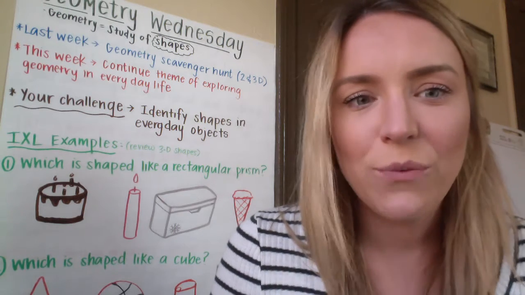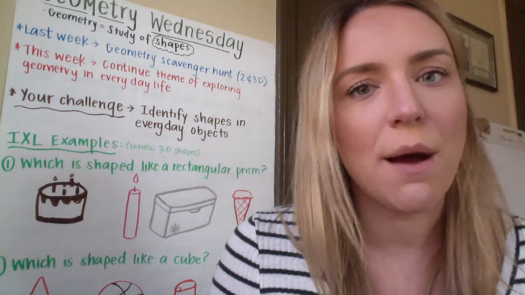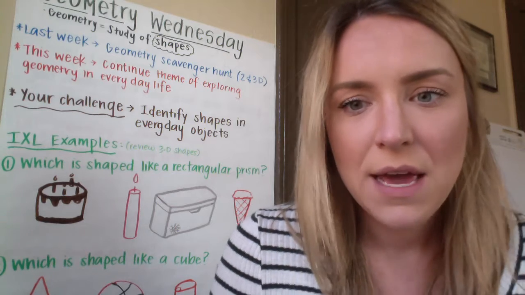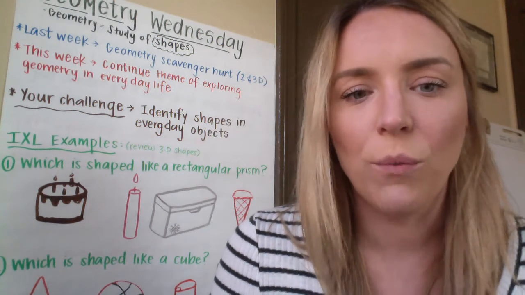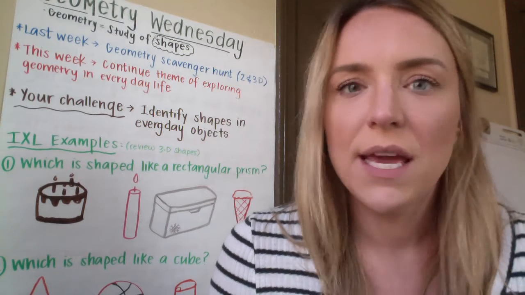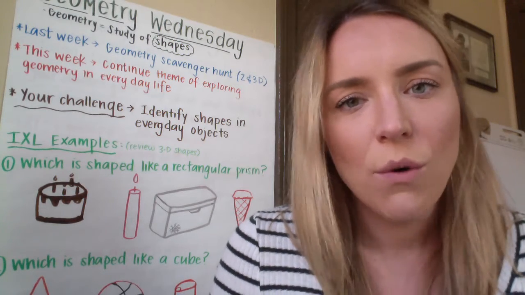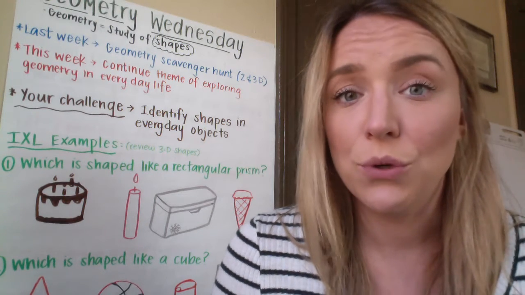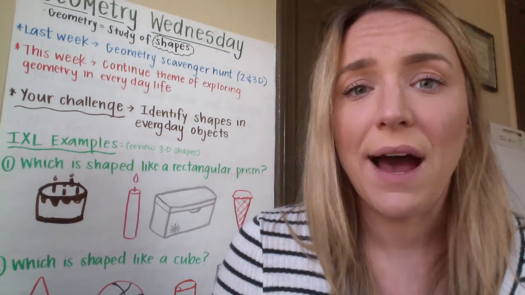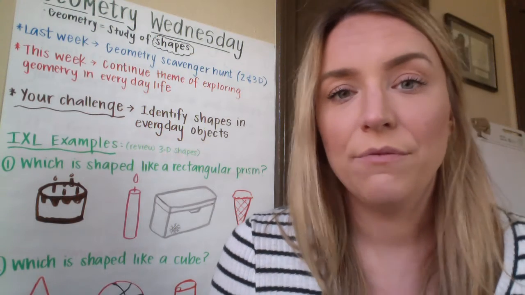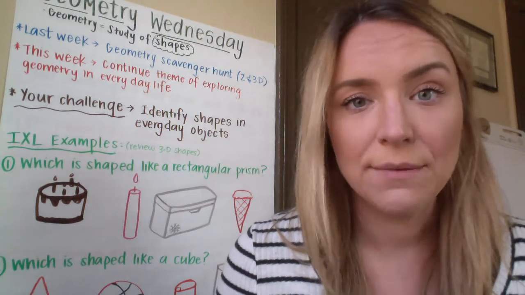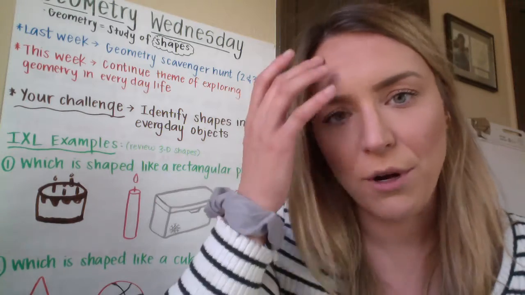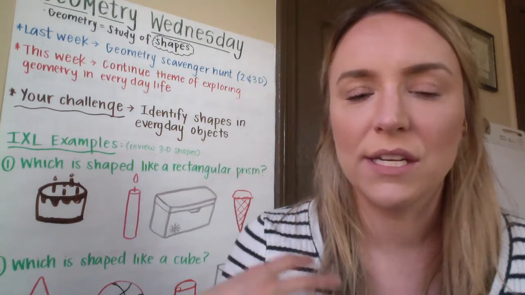And this week, we are going to continue that theme of exploring geometry in our everyday life. We are going to be doing a challenge on IXL where we identify shapes in everyday objects. So we want to be able to identify the name of different two-dimensional and three-dimensional shapes we see every day, what we come across in our house, outside of our house, at school, at work.